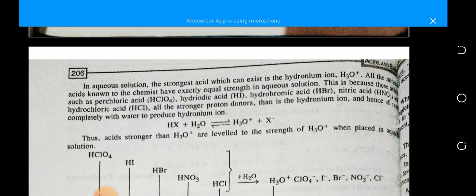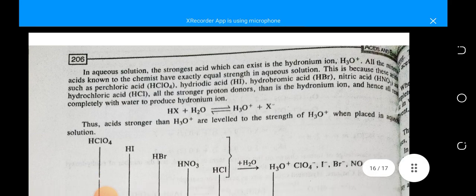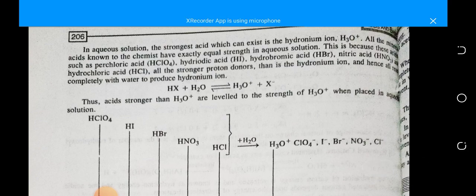This is because these acids, such as perchloric acid, hydroiodic acid, hydrobromic acid, nitric acid, or hydrochloric acid, are all stronger proton donors than the hydronium ion. All react completely with water to produce hydronium ion. Thus, acids stronger than H3O+ are leveled to the strength of H3O+ when placed in aqueous solution.